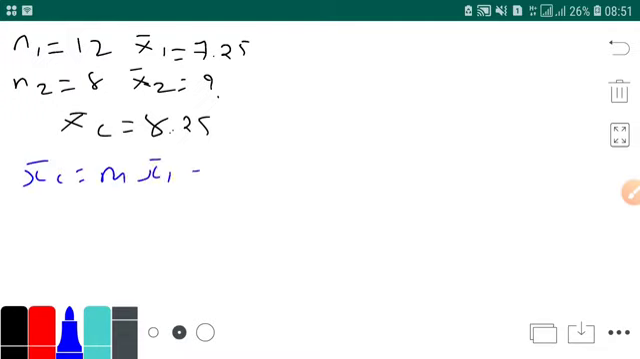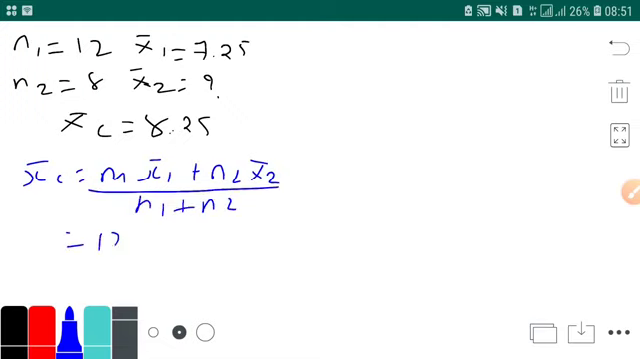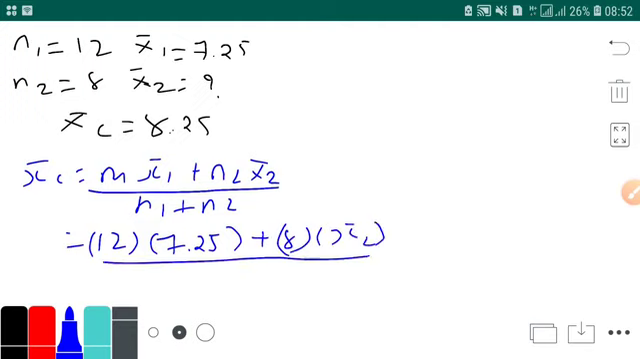N1 x bar 1 plus N2 x bar 2 upon N1 plus N2. So N1 is 12, x bar 1 is 7.25, plus N2 is 8, x bar 2 you don't know, upon N1 plus N2, that is 12 plus 8. The answer is already with you, 8.25.